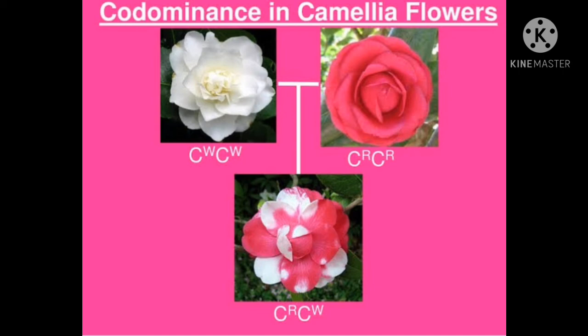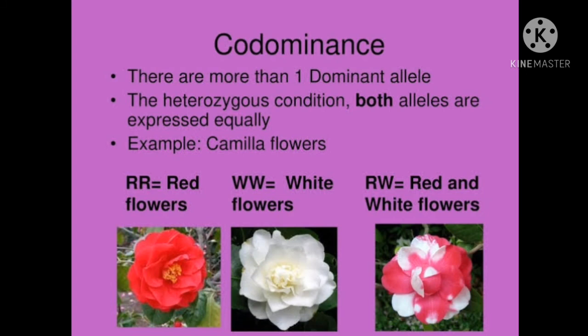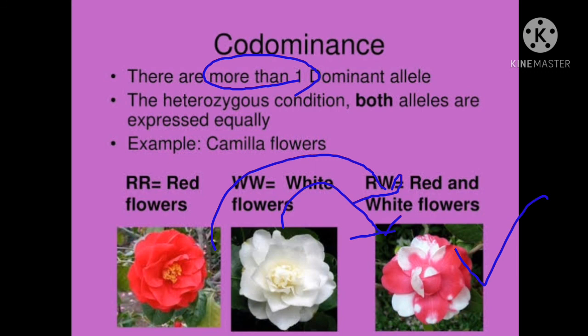But here in case of codominance, what exactly happened? Both the colors appeared equally in the F1 generation. So what is codominance here? More than one dominant allele is present in the F1 generation. As we know, what is dominant? Whatever characters are expressed in the F1 generation are the dominant characters. So in case of codominance, more than one dominant allele will be there, because both the alleles are expressed equally in the F1 generation.